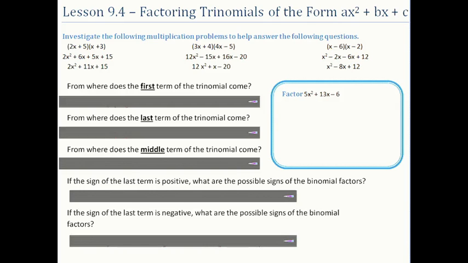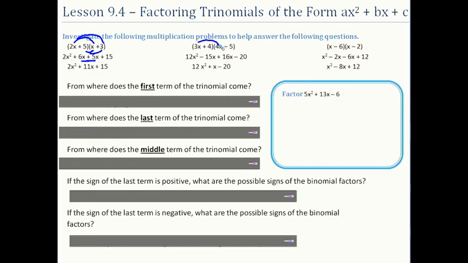So this first one, notice we have 2x times x. Well, that's 2x squared. 2x times 3 is 6x. And 5 times x gives me the 5x, and 5 times 3 gives me the 15. Noticing we have like terms here, we get 11x. So our answer is 2x squared plus 11x plus 15.